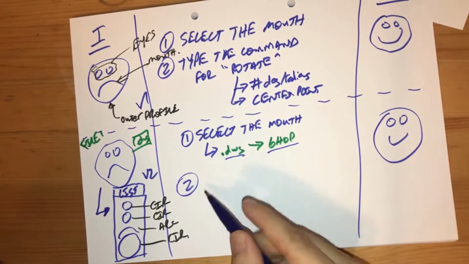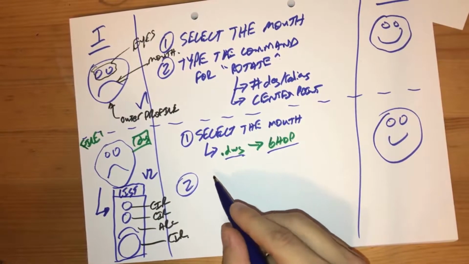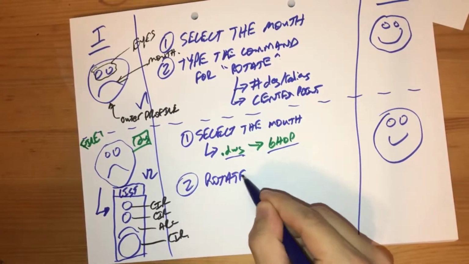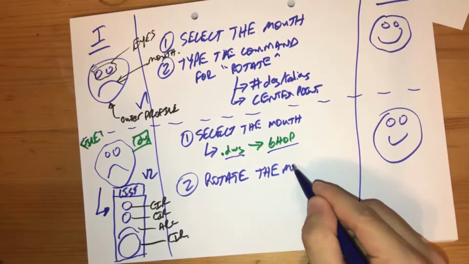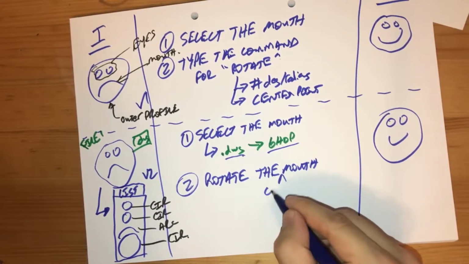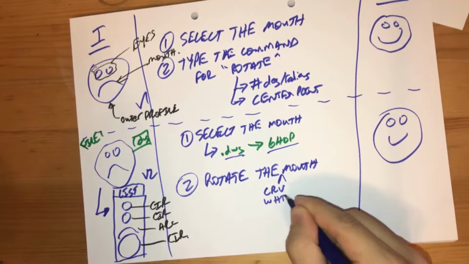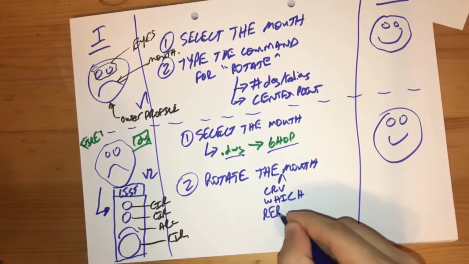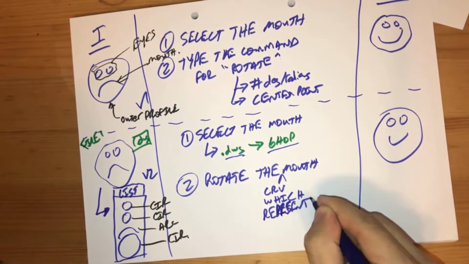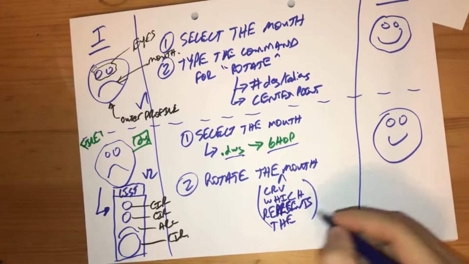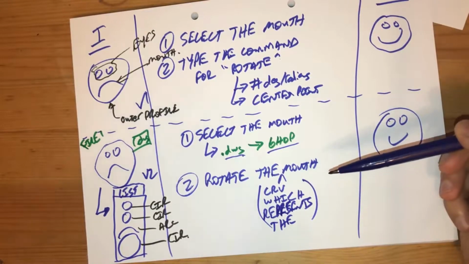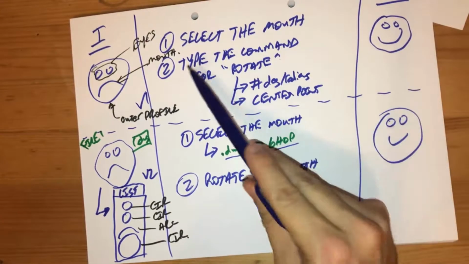And number 2 is how do I take that information and rotate the mouth? And let's be specific here, rotate the curve, which represents the mouth. That's the key difference between a computational engineer and just someone else. We could say rotate the mouth, yeah?